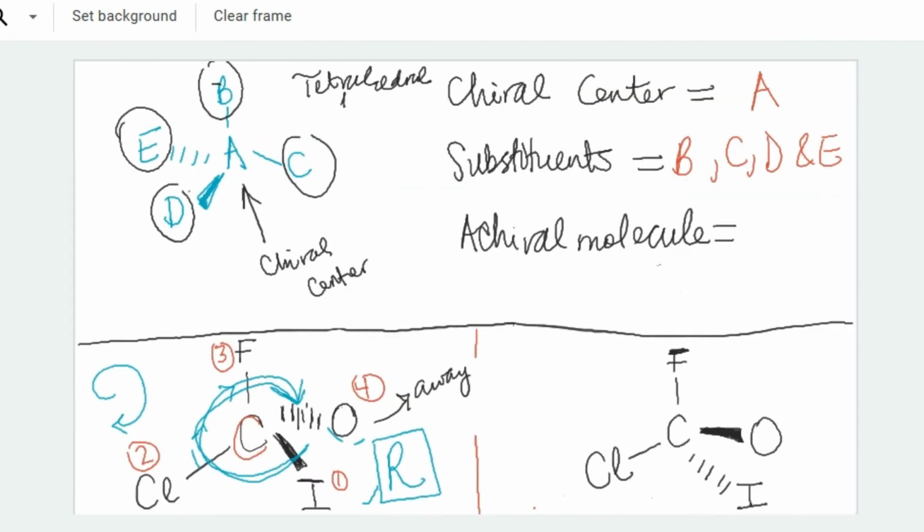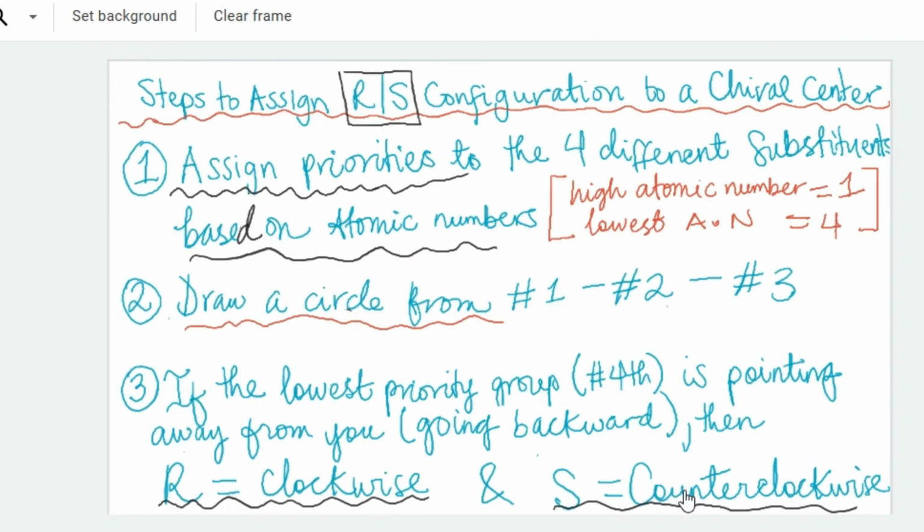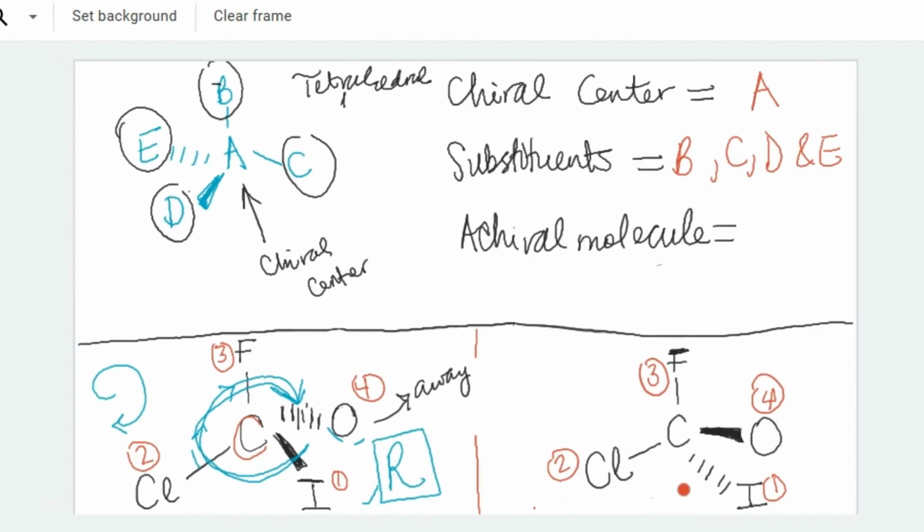Now we're going to repeat the same process. Please put in your notes. You have iodine first priority, chlorine second, fluorine third, and then oxygen fourth. And then they said we should draw a circle, right? That's number two. Draw a circle, one, two, three, four. So we go this way as we join the circle.